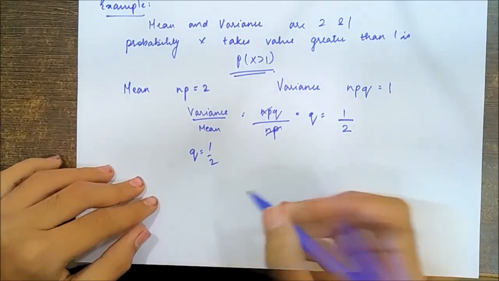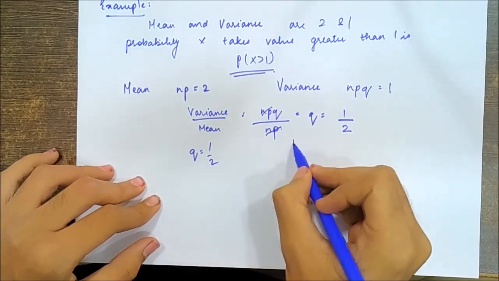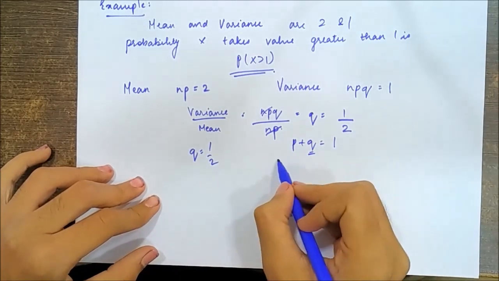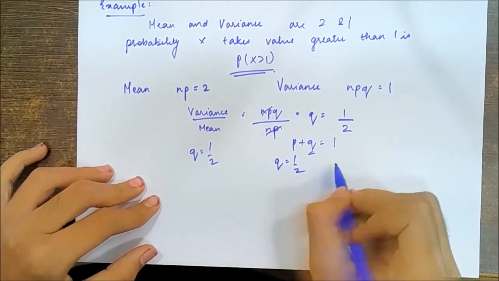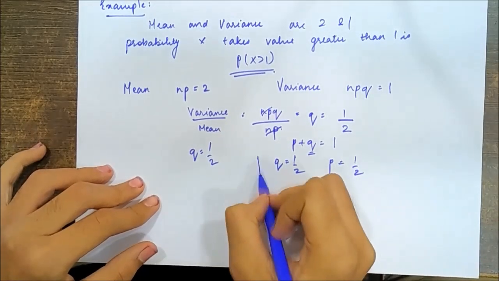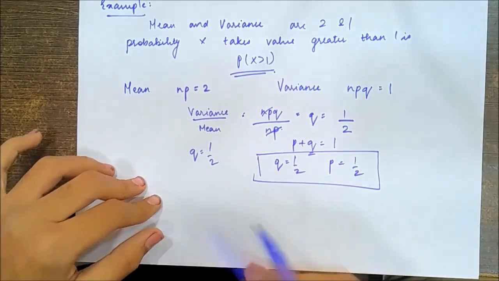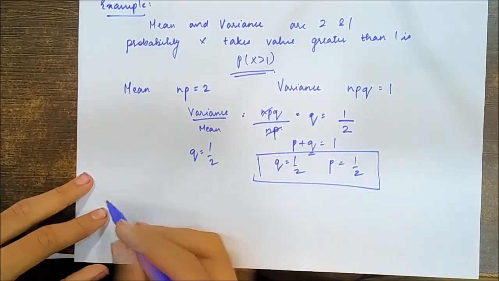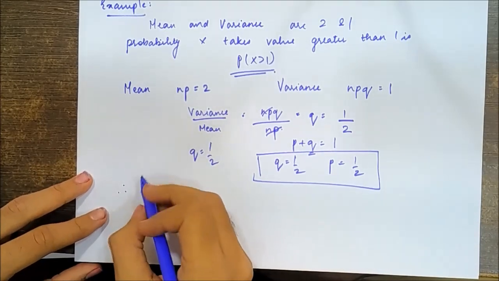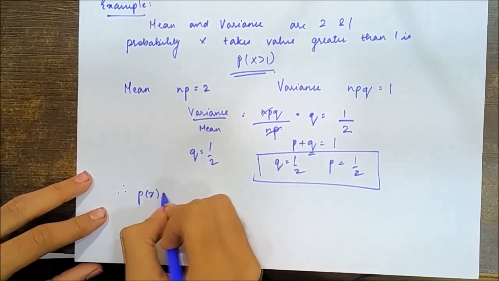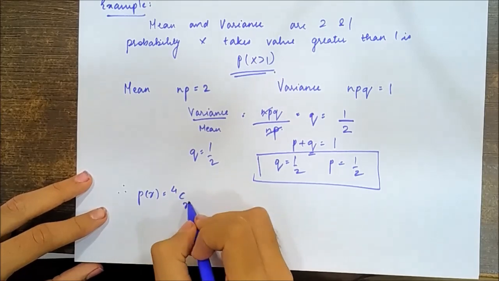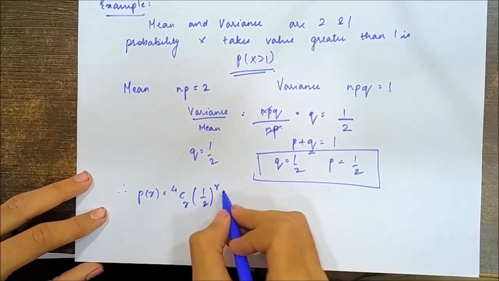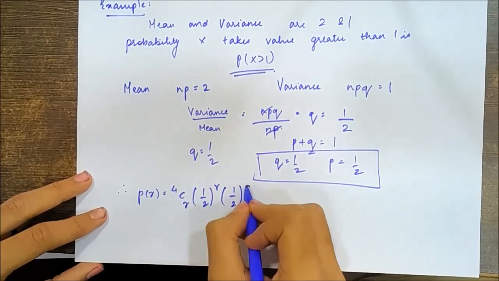Now we have to find out p. We know that p plus q is equal to 1. If q is equal to half, then p is also equal to half. So now we have found the values of p and q, and they have come out to be half and half. Now we have to find P(r). So P(r) is equal to 4Cr (1/2)^r (1/2)^(4-r).